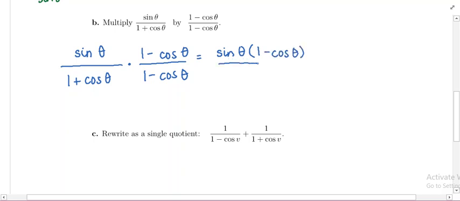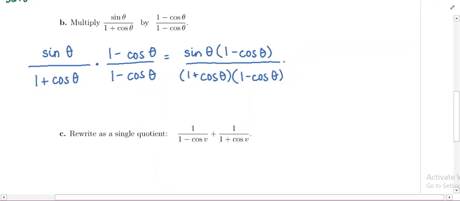In the bottom, the denominator of the left expression has more than one term, so again, you need to put it in parentheses. It's going to be the quantity 1 plus the cosine of theta times the quantity in the denominator of the second expression. You need to put it in parentheses as well, because you're going to have to do some distributing here. So you're multiplying the quantities in the numerator together and the quantities in the denominator together. That's how you multiply fractions.